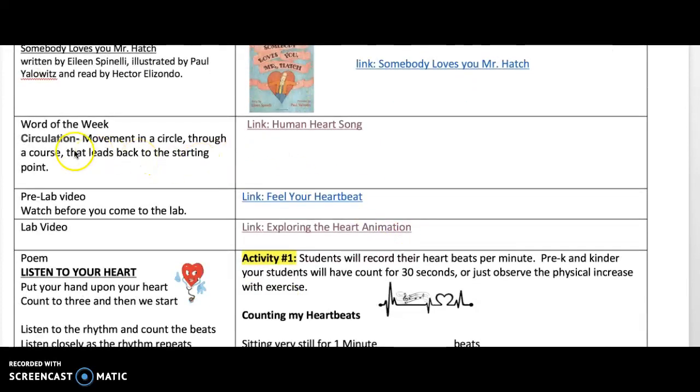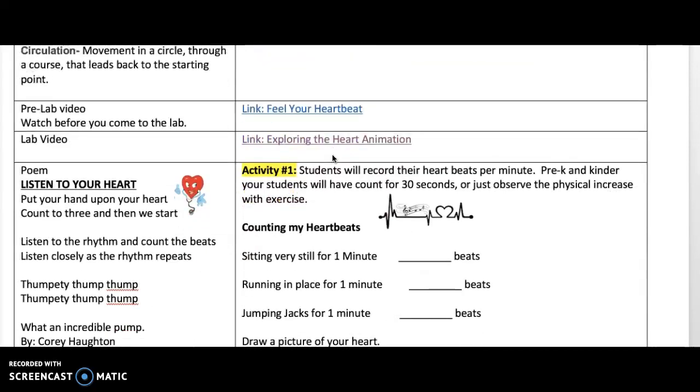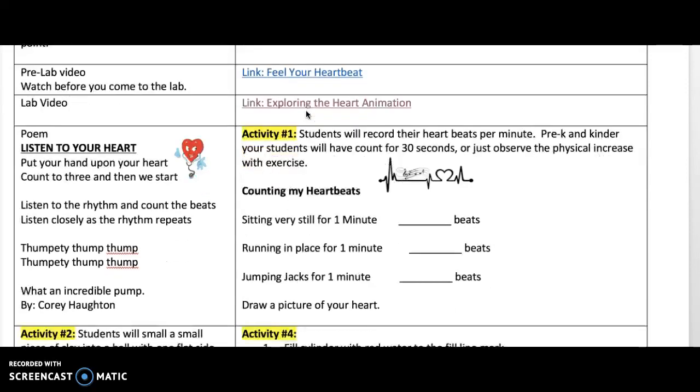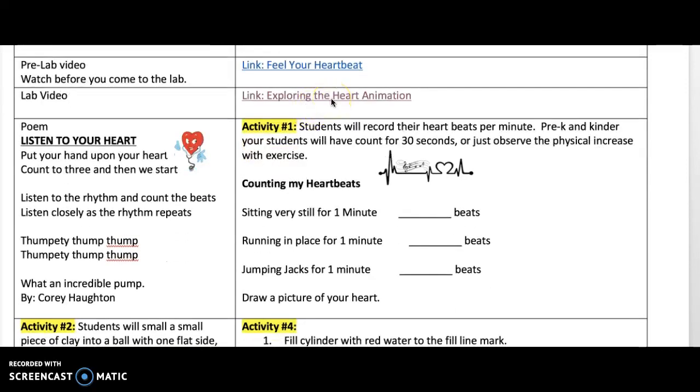The word of the week is circulation, movement in a circle through a course that leads back to the starting point. Here is a cute little song about the heart. The pre-lab video is here. Click that and make sure you watch that before the students come into the lab. This video link will be up and running in the lab.